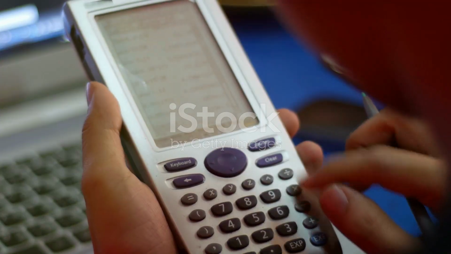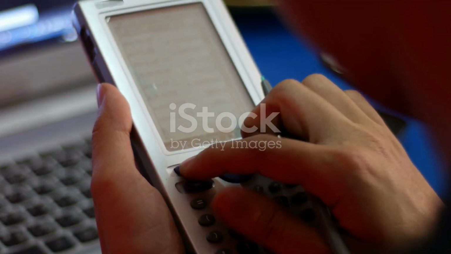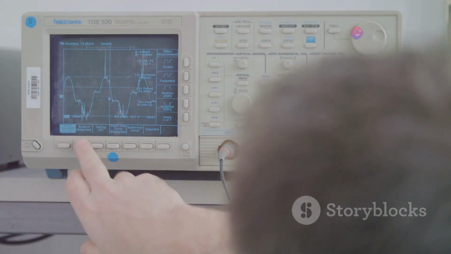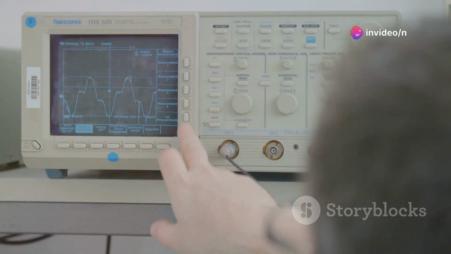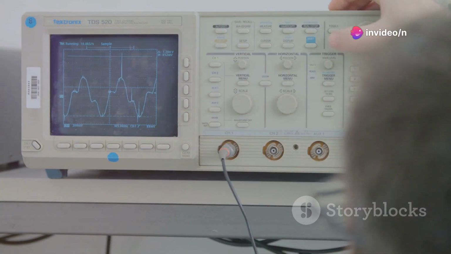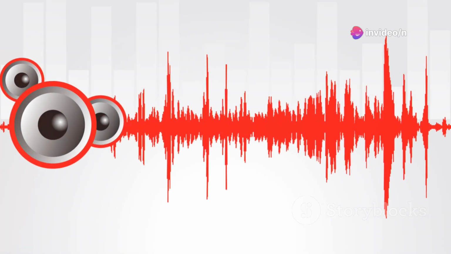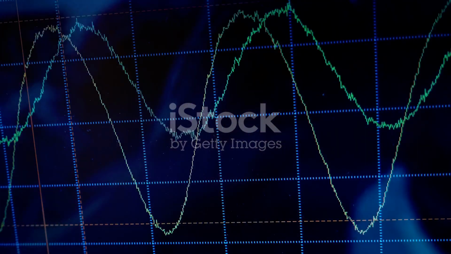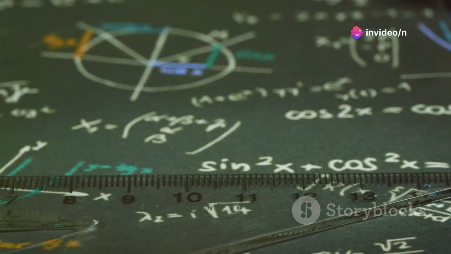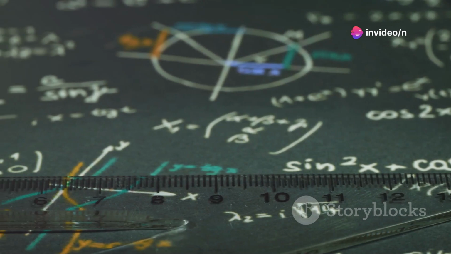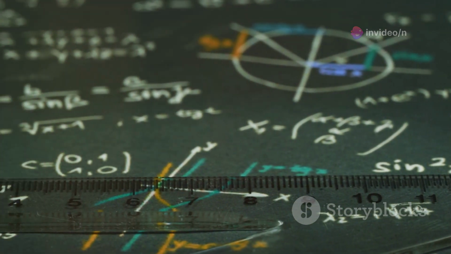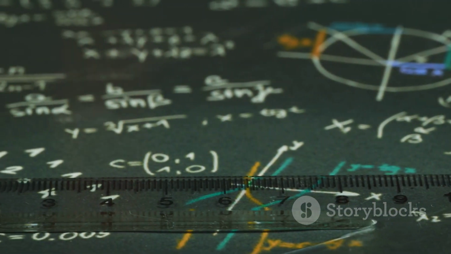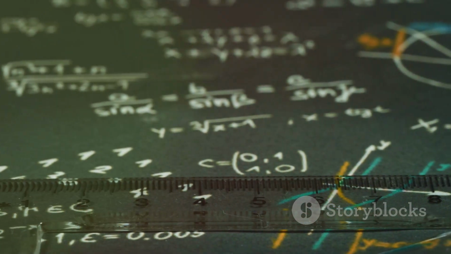Now that we understand the importance of RMS, let's explore how to calculate it. For the most common type of AC waveform, the sine wave, the calculation is pretty straightforward. For a sinusoidal waveform, the RMS value is related to its peak value, the highest point of the wave, by a simple factor. RMS value equals peak value divided by the square root of 2. This magical number, the square root of 2, approximately 1.414, helps us convert between the peak value of a sine wave and its effective RMS value.